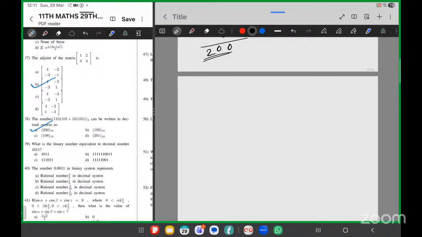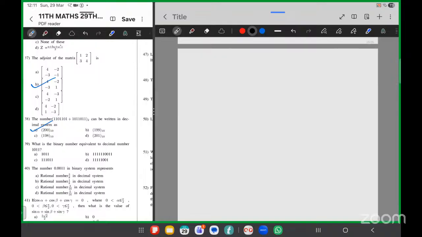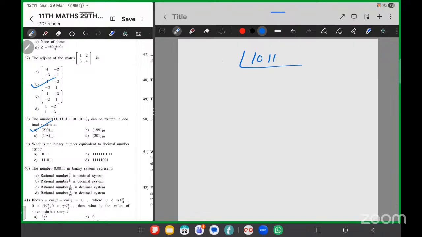What is the binary number equivalent to 1011? 1011 means you can do like this. First you divide by 2. 5 into 2, 0; 5 into 2, remainder 1. Again divide by 2. 2 into 2, 4, remainder 1.